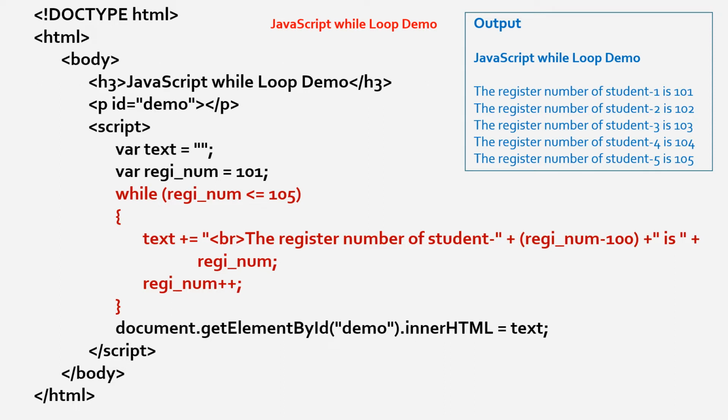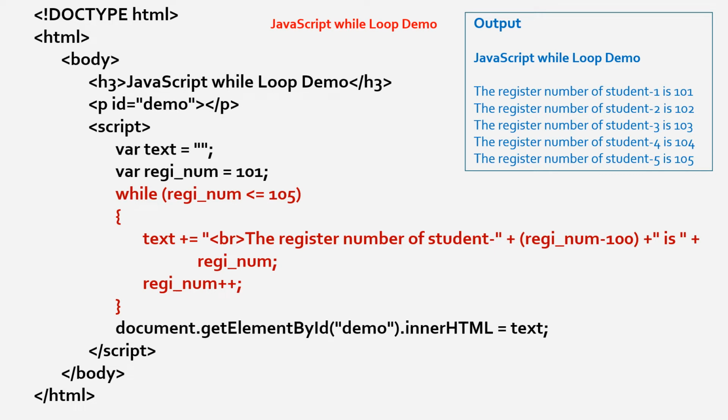In the body of the loop, first the register number will be printed. Here, register number minus 100 is mentioned. Why? Because we need the register number of student 1 to display student 1. 101 minus 100 means we will get 1, for that reason it is mentioned like that. After printing that statement and 101, this is for printing the register number.